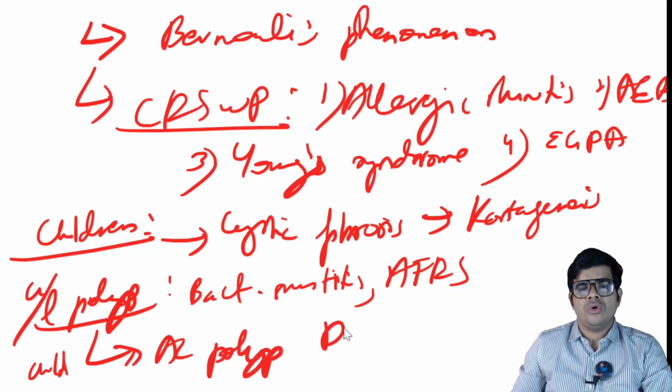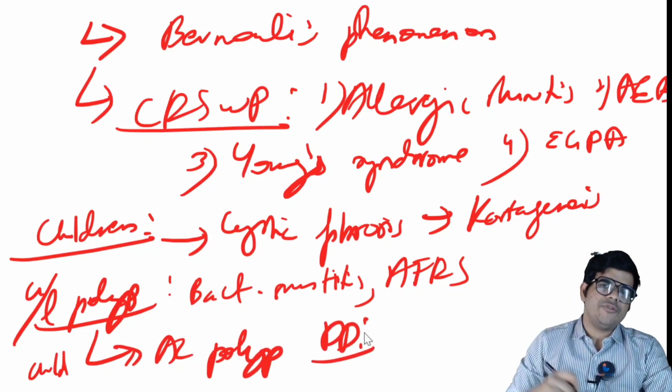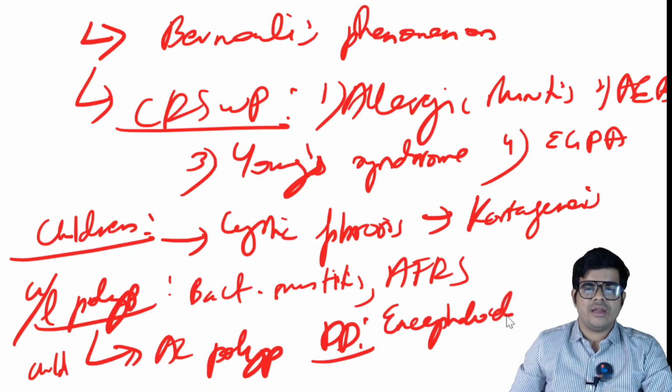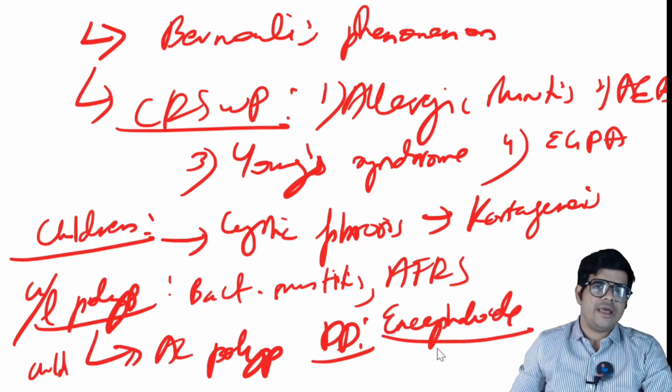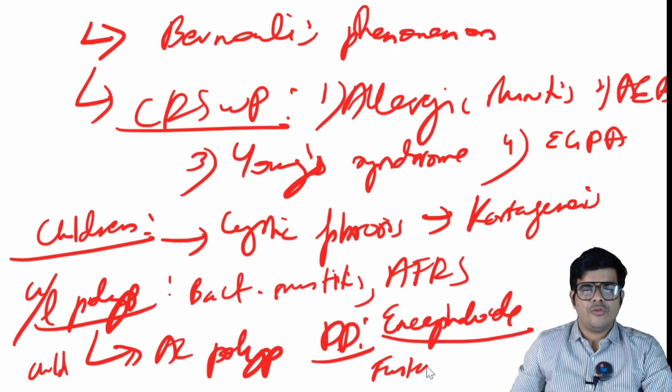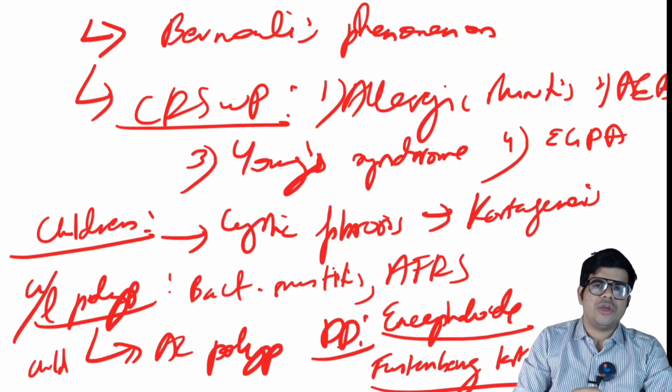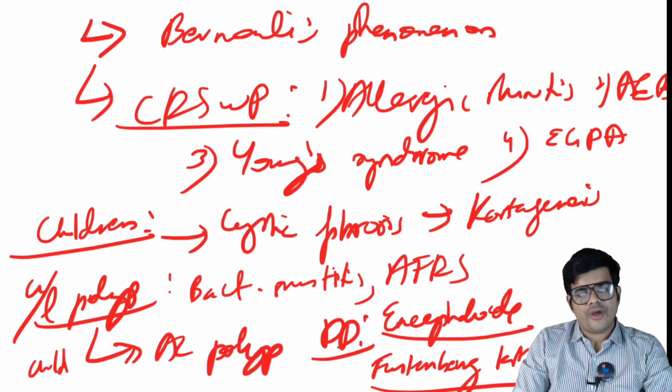Now you have to always think about the various differential diagnoses, like the encephalocele in case of infants. It is very important that you don't forget the encephalocele part while seeing a polyp in case of children, and yes, Furstenberg test will be positive. Furstenberg test will be positive in case of infants when you are having an encephalocele.